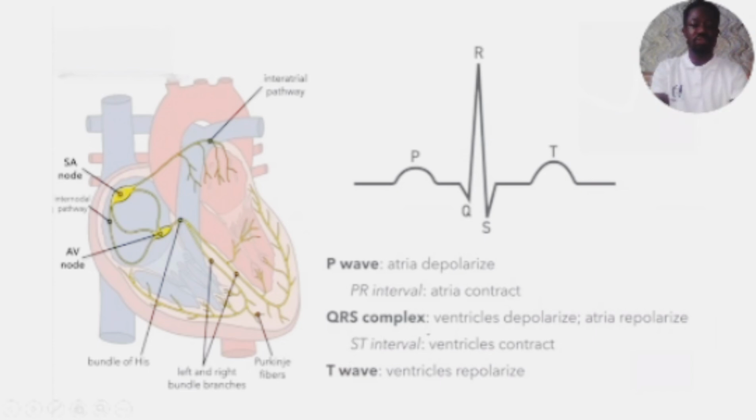Then you see the QRS complex, the ventricle depolarization. So the QRS complex is the ventricle depolarization and also the atrial repolarization. Then you see the ST segment, where ventricle contraction also takes place. And you see the T wave, where the ventricle repolarization begins. So at the end of the T wave here, that's where the ventricle repolarization is complete.